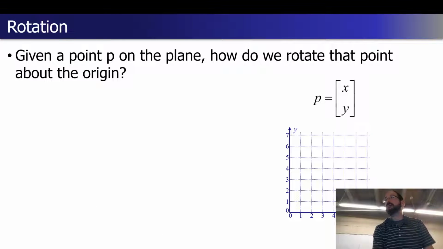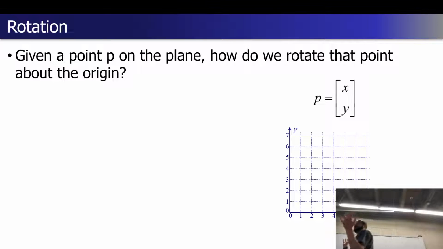Does anyone know how to do rotation? Think back to high school, middle school, whatever you would learn this. How do you rotate a value? Okay, good. It's new. There we go. Shouldn't be too new. I mean, you should learn it in a lot of different contexts, but this is just in the 2D computer graphics world.